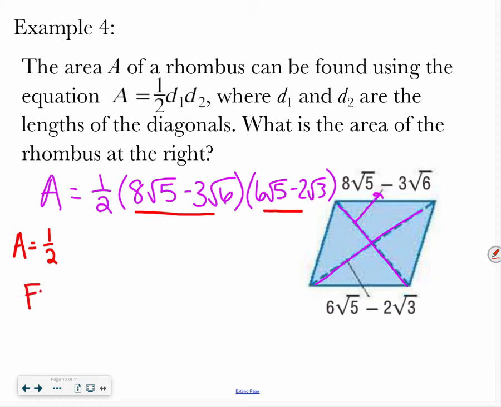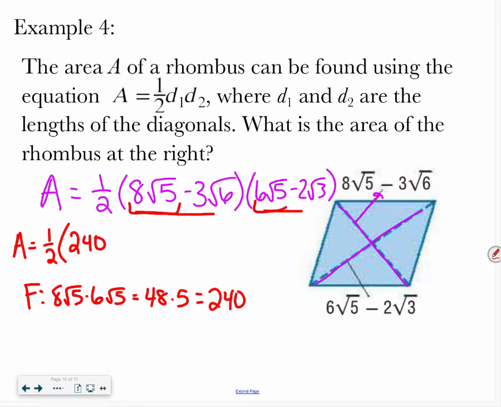So if I multiply my first terms, I have 8 square root of 5 times 6 square root of 5, which is 8 times 6, which is 48, times 5 times 5, which is 25. The square root of 25 is just 5. So 48 times 5 gives me 240. So I'm going to have 1/2 times 240.